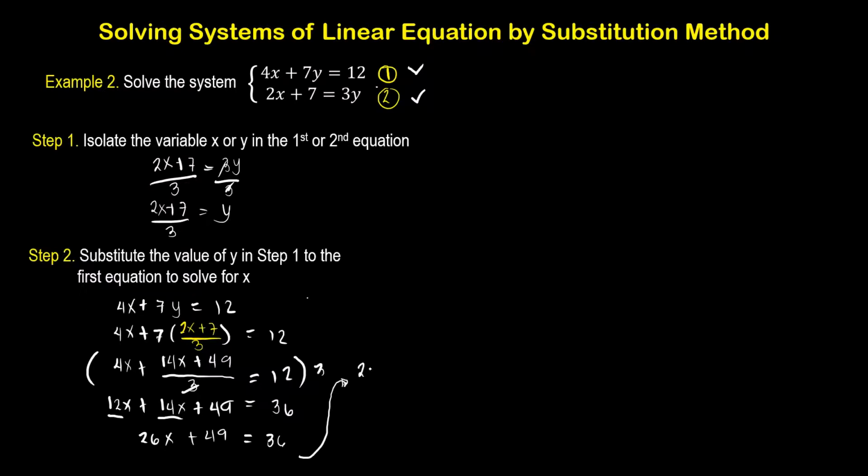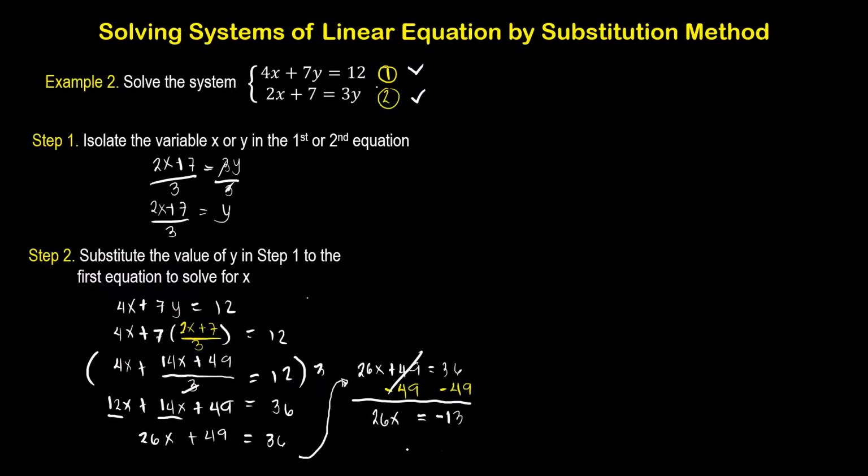Okay, so we have 26x plus 49 is equal to 36. So ang next natin gagawin dito is to isolate the x. So to isolate x, all we need to do is to add both sides by negative 49. Okay, so let's add both sides by negative 49. And this gives us, of course, this is cancelled out. So we have 26x equal to 36 minus 49. This is equal to negative 13.